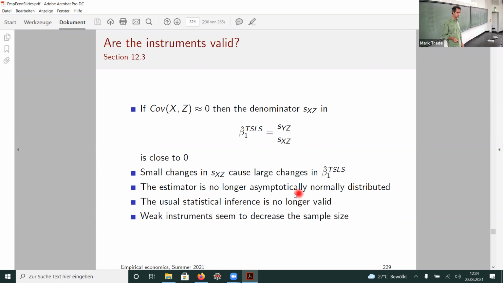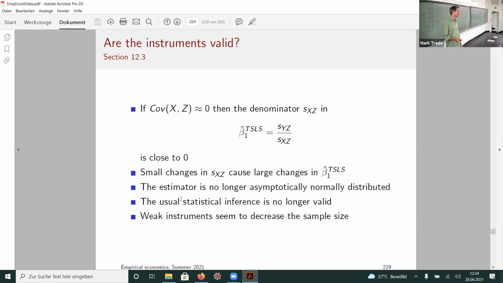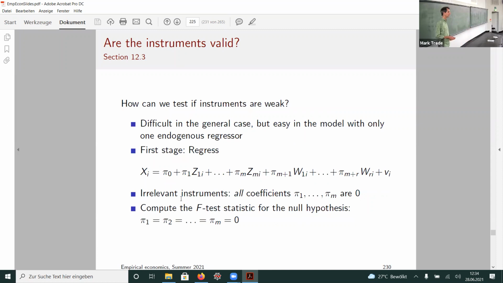Okay, so the statistical inference is no longer valid, and one might think that's a suggestion of the authors of the textbook. One might think of weak instruments as, in a way, decreasing the effective sample size. So, in reality, your sample size might be 2,000, but since the instruments are weak, it appears as if the sample size is only 50. And since you do not really realize this, you have a problem because you think that you found something, but you haven't.